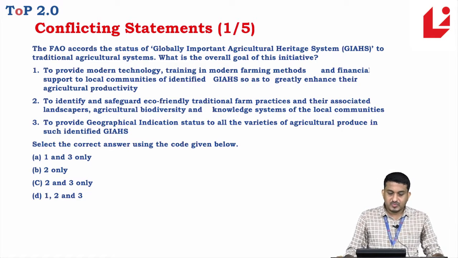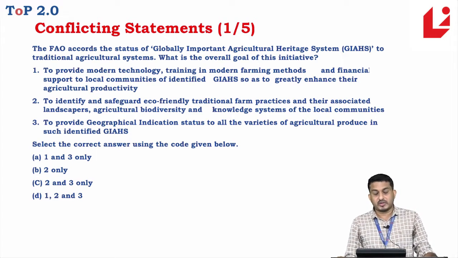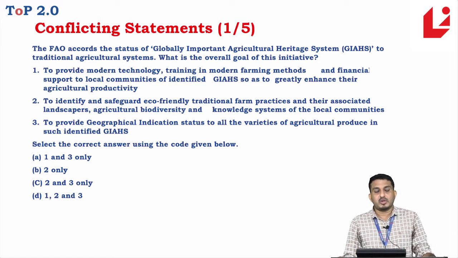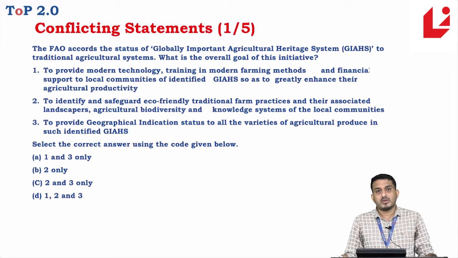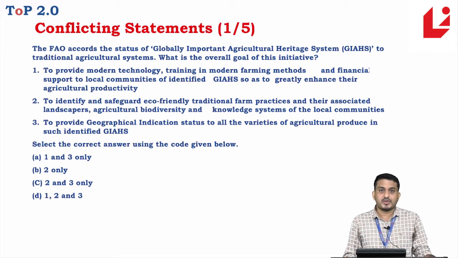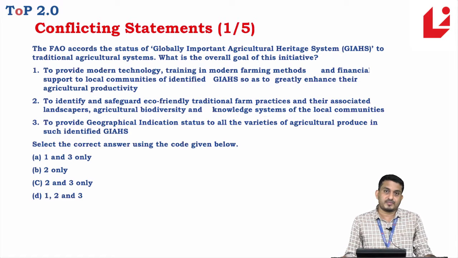Now read the question. The FAO accords the status of globally important agricultural heritage system to traditional agricultural system. What is the overall goal of this initiative? Now, if we talk about a particular program or scheme, two things you have to keep in mind. One is the outcomes of these schemes are always positive. Second is the objectives of these schemes should be broader. Schemes always have broader objectives and positive outcome.